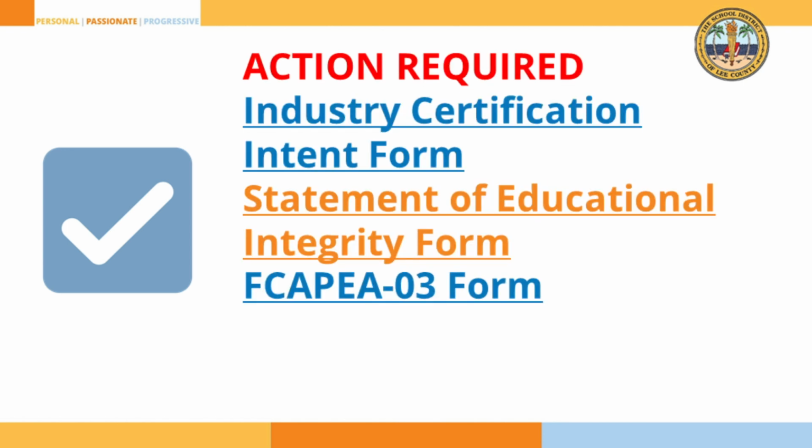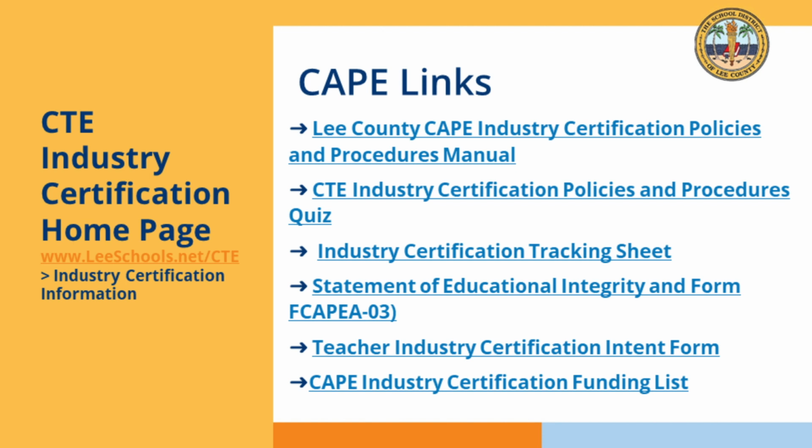Other items that are required: the Industry Certification Intent Form, your Statement of Educational Integrity Form, and Form FCAPE A03. Remember, for a link to any of the CTE industry certification resources, you can go to leeschools.net/CTE. Be sure to put the www in front of it, and then select industry certification information. Thank you for attending this training.